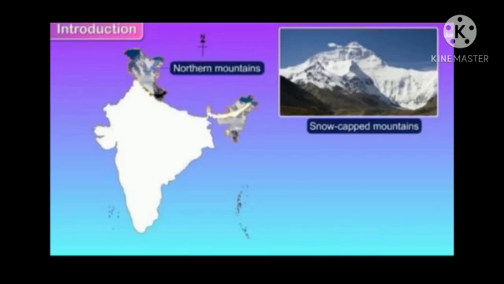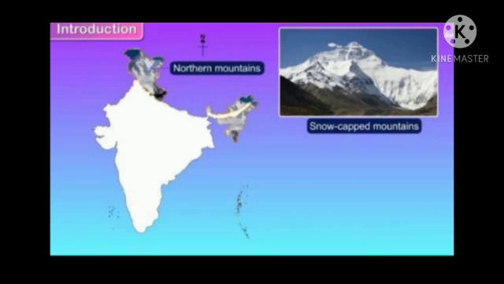Now, let's learn all the physical features of India briefly. Let's start with the northern mountains. The northern part of India has very high mountains. The world's highest mountain range, called the Himalayas, is located here. It has some of the highest peaks in the world. The world's highest peak, Mount Everest, is located in the part of the Himalayas that is in Nepal. The highest mountains in the Himalayas are always covered with snow.